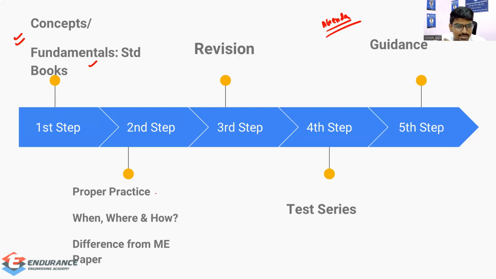The second step is practice: when, where, and how to practice, and how it is going to be different from the GATE ME paper, because a few mechanical students will be writing engineering science. Then revision and different strategies, test series, and finally the fifth step will be guidance. I will talk about each step in detail, so you need to be patient because this video might take some 30 minutes.